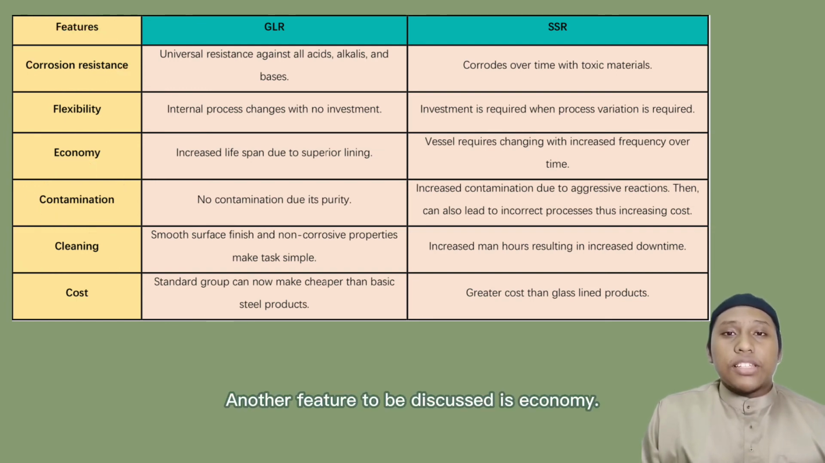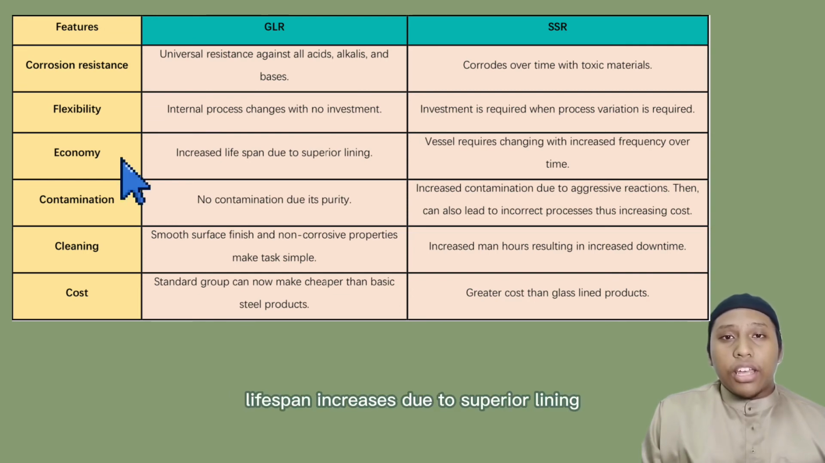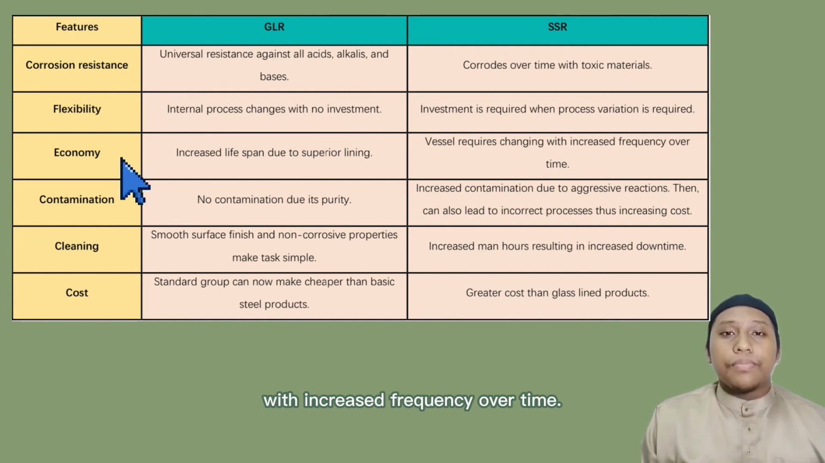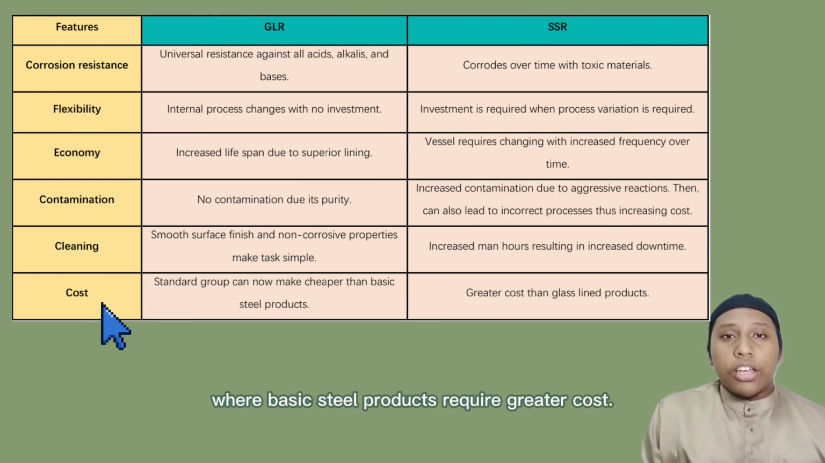Another feature to be discussed is economy. Glass-lined reactors' lifespan increases due to the superior lining, meanwhile stainless steel reactors require more maintenance by changing the vessel with increased frequency over time. In addition, glass-lined reactors cost less, whereas basic steel products require greater cost.